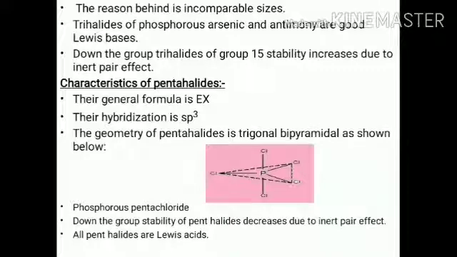Trihalides of phosphorus, arsenic and antimony are good Lewis bases. When we move from top to bottom, basicity increases. Down the group, the stability of the group 15 trihalides increases due to the inert pair effect. So bismuth trihalide is highly stable; BiCl3 is more stable compared to BiCl5.